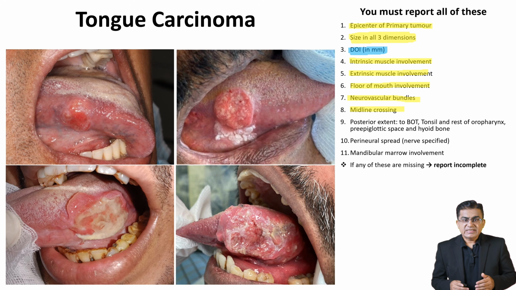Also, we must trace the exact posterior extent of primary tumor, tracking the tumor towards the base of tongue, the vallecula, down to the hyoid bone. We need to see if there are any signs of perineural spread along the major nerves in the tongue. If the tumor is large and abutting the lingual surface of gingiva, we need to rule out a cortical erosion of gingival surface of mandible and mandibular marrow involvement.